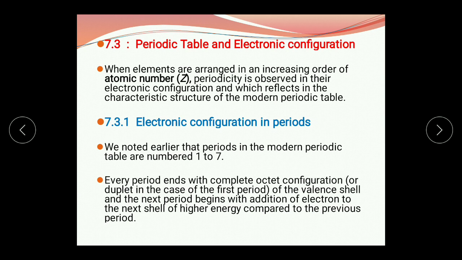Now let us begin. We noted earlier that periods in the modern periodic table are numbered 1 to 7. Every period ends with complete octet configuration. What is octet? One rule is the Octet Rule that tells us that when there are 8 electrons in the outermost shell, then that element is stable. And if the number of electrons in the outermost shell is not 8, then that element tries to complete the octet. If less number of electrons are there, it can gain electrons.